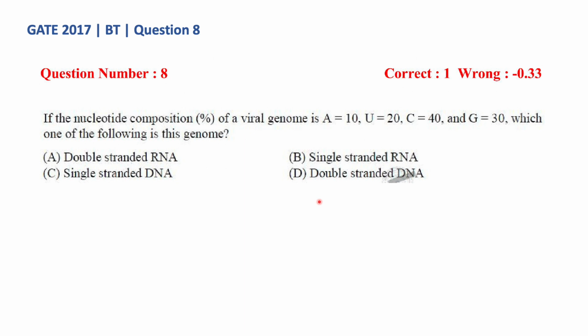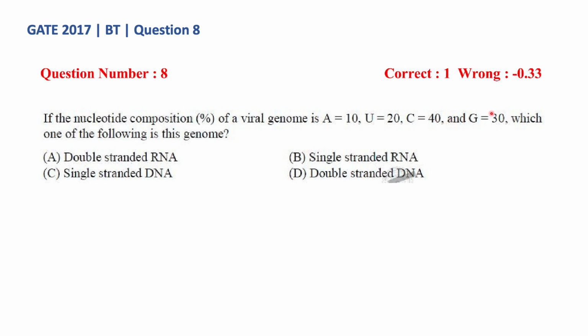So options C and D are ruled out because it is clear that the viral genome is composed of RNA and not DNA. Now, to know if it is single-stranded or double-stranded, we could see that all of these proportions add up to 100. So 10 plus 20 is 30, 30 plus 40 is 70, and 70 plus 30 is 100. And we know that in a double-stranded structure, adenine base pairs with uracil, A with U, and C base pairs with G.